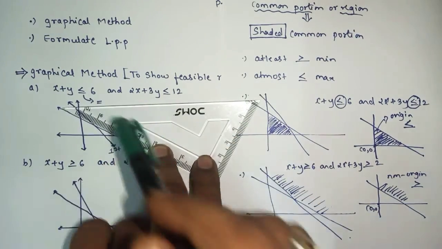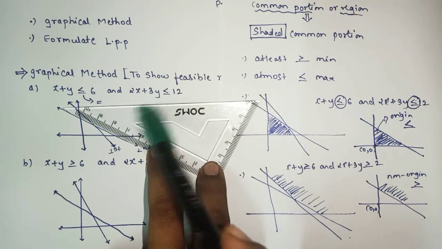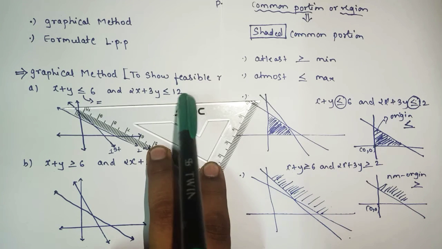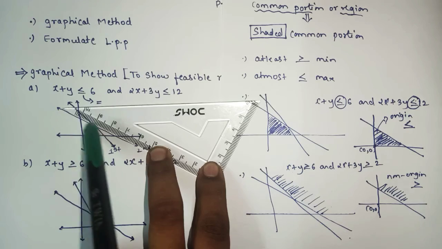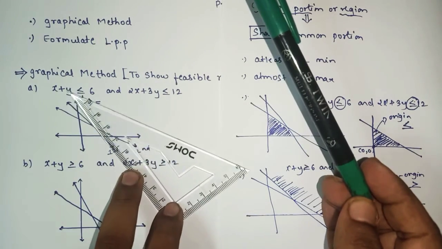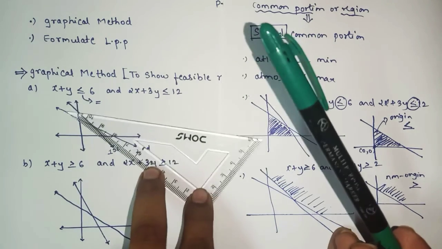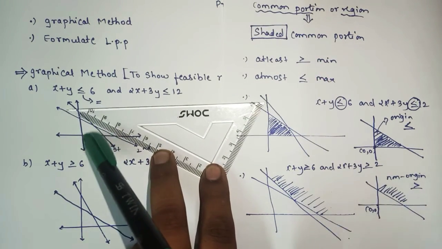Okay, this is the second. For the second also, suppose it contains only one line. So for this line, where will the shaded region come? This side. Can you see? For this one, these two regions will come, and for this section, these two regions will come.